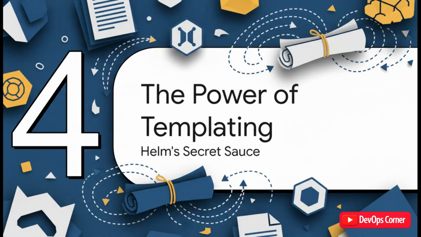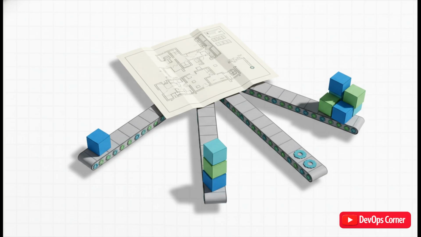And this brings us to the real secret sauce, the thing that makes Helm an absolute game changer. It's not just about bundling files, it's about making those files dynamic through its templating engine. Just think about it for a second. You've got your development environment, your staging environment, and your production environment. They're all pretty similar, but each one needs slightly different settings, right? Maybe a different number of replicas, or a unique database password, or a different URL.